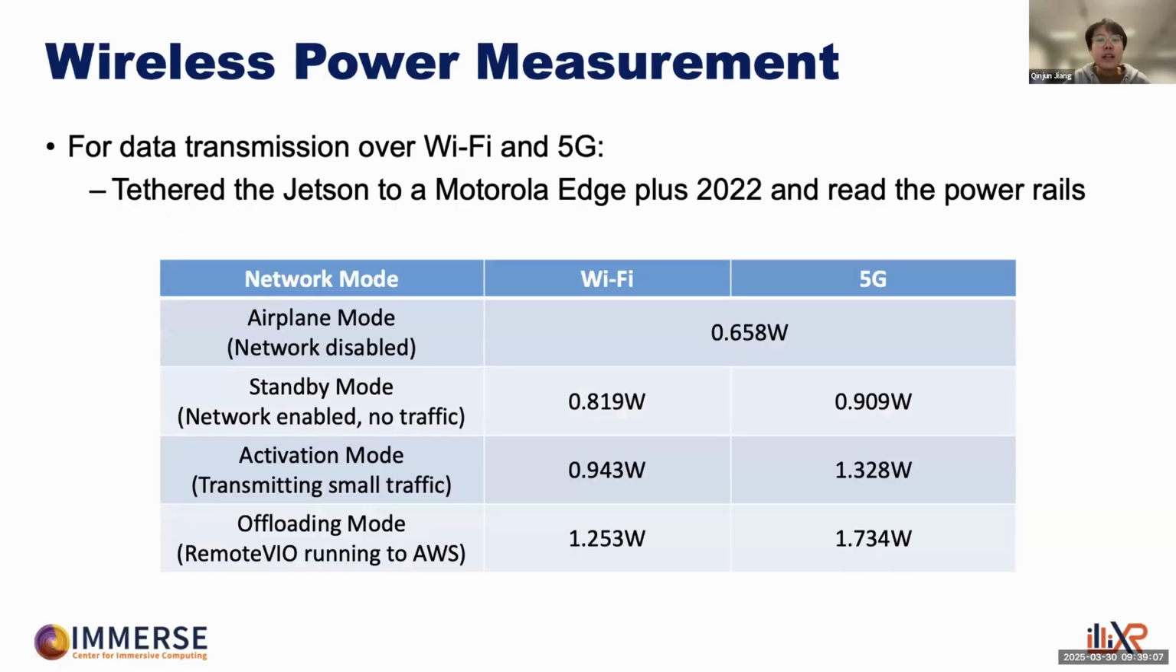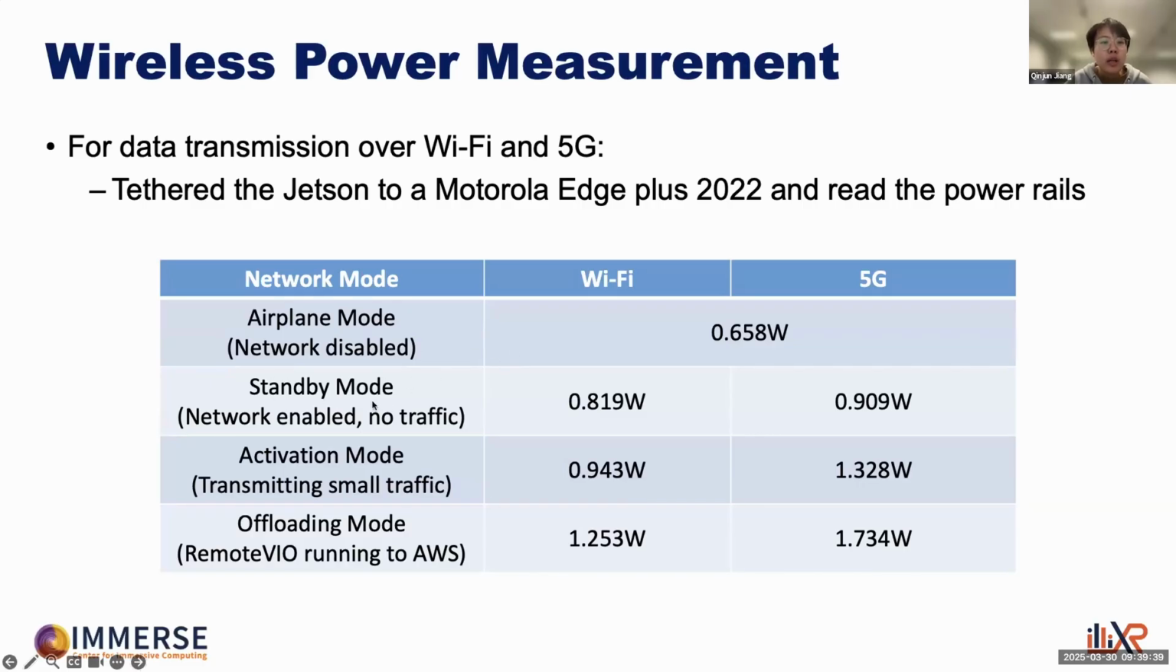Okay, finally, let's take a look at the power measurement. Since we are presenting an offloaded system, it is critical to assess the power consumption of wireless transmission and ensure that the benefits of offloading are not outweighed by the network overhead. So to do that, we tethered the Jetson to a mobile phone and read the phone's power rails on the different network modes. By different network modes, I mean we have airplane mode, where the network is actually disabled.